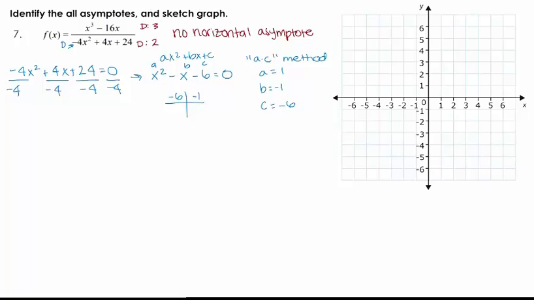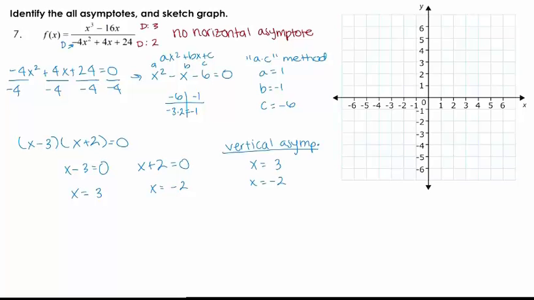So you want to find two numbers that will multiply by each other to get you negative 6, but if you add them, it'll get you to negative 1. Off the top of my head, I am thinking of negative 3 and positive 2. When you multiply them, you get negative 6, and negative 3 plus positive 2 is negative 1. So when we write that, you're going to have x minus 3 and x plus 2 is equal to 0. Now you take each factor and set it equal to 0 by itself and solve for x. So you'll have x is equal to positive 3 and x is equal to negative 2 as your vertical asymptotes.